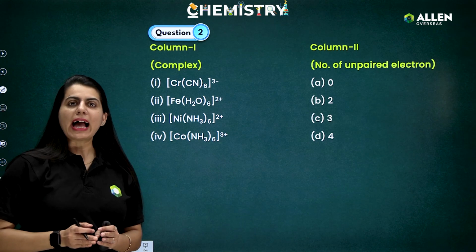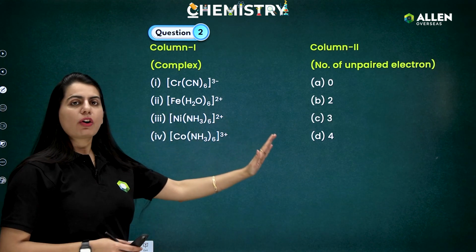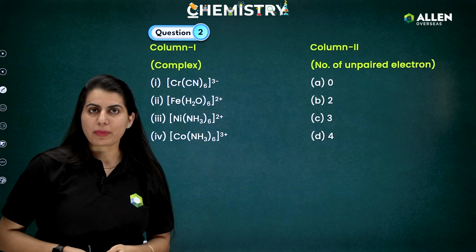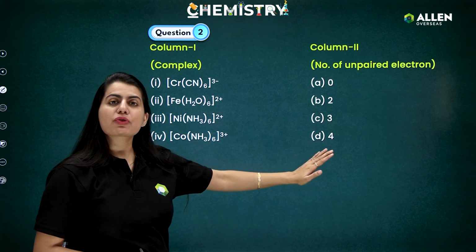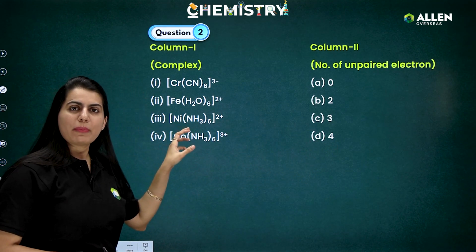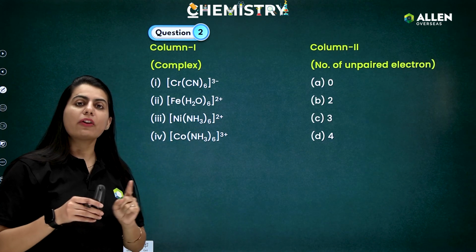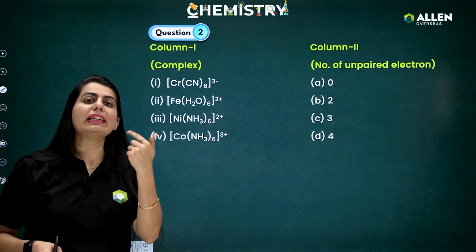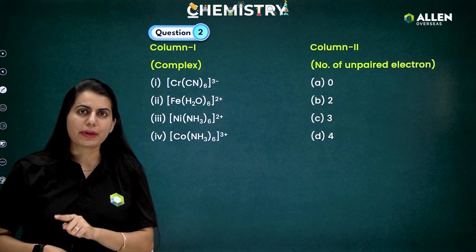Here we have our question number 2, where we are provided with a match the column. You can see this question is of coordination compounds, my dear students. And here we are being asked the number of unpaired electrons which will be present on the central metal, or the central metal ion, in each of these complexes. The important thing we'll keep in mind is the ligands: how ligands play a role in deciding the number of unpaired electrons.